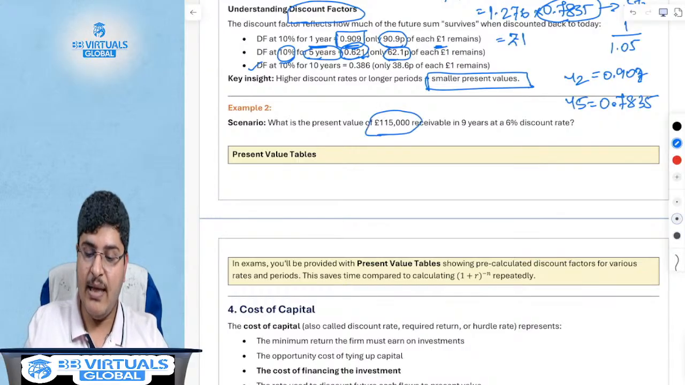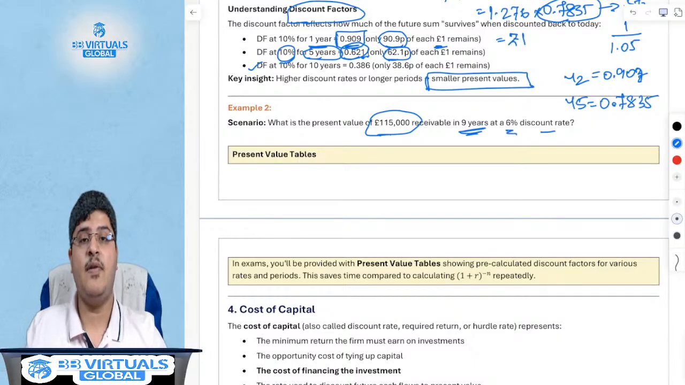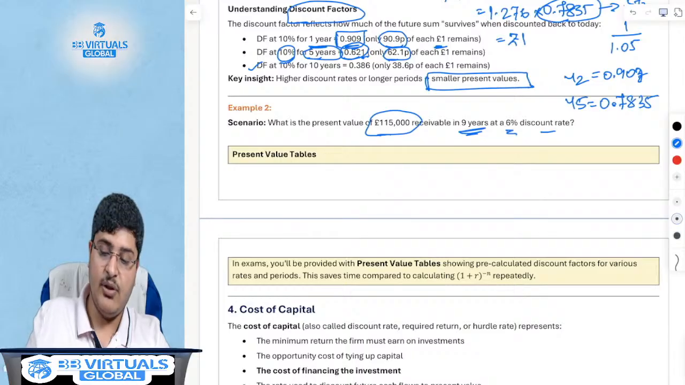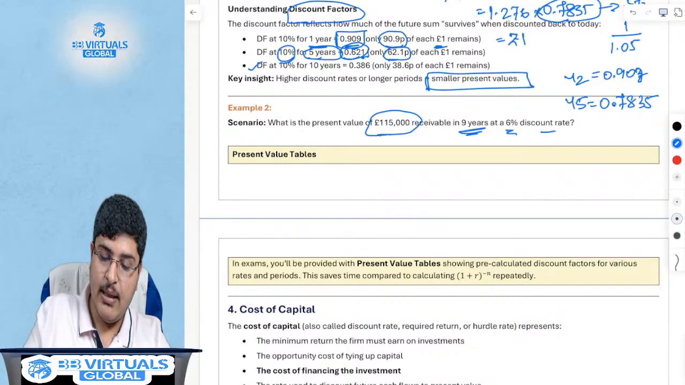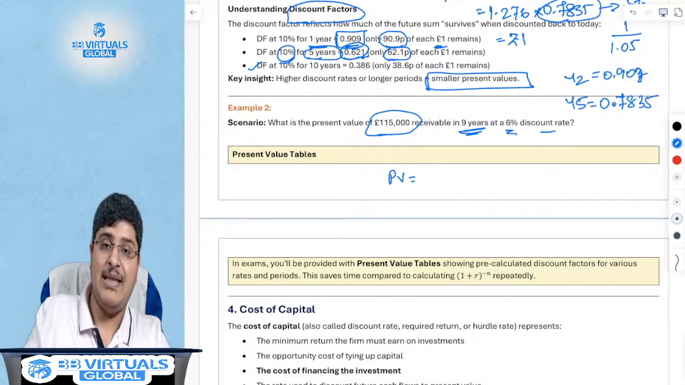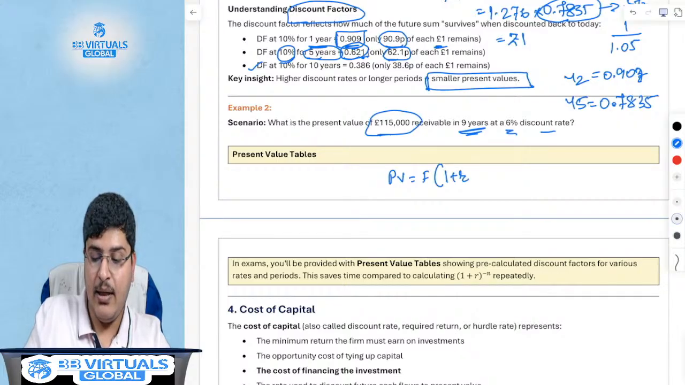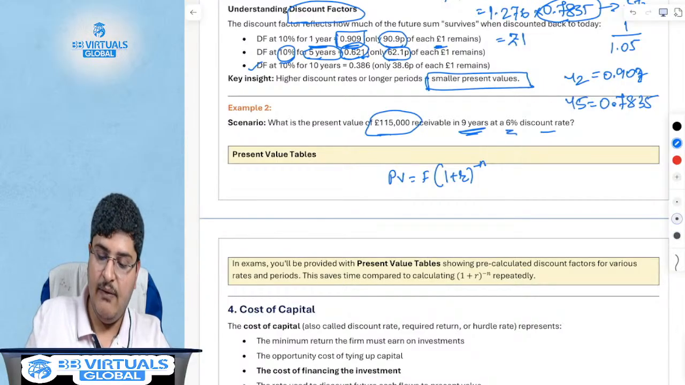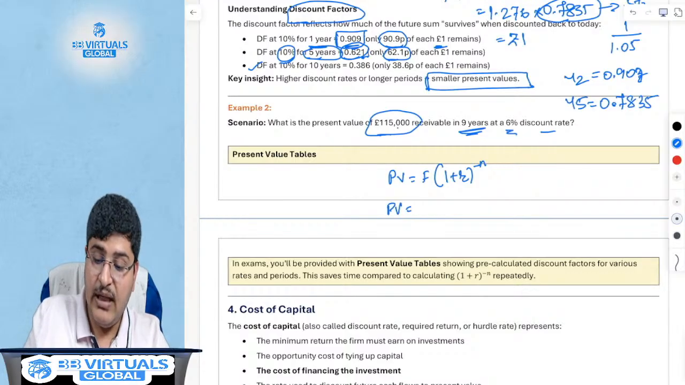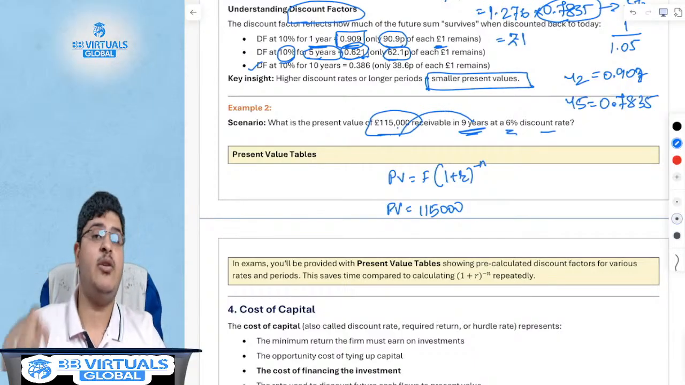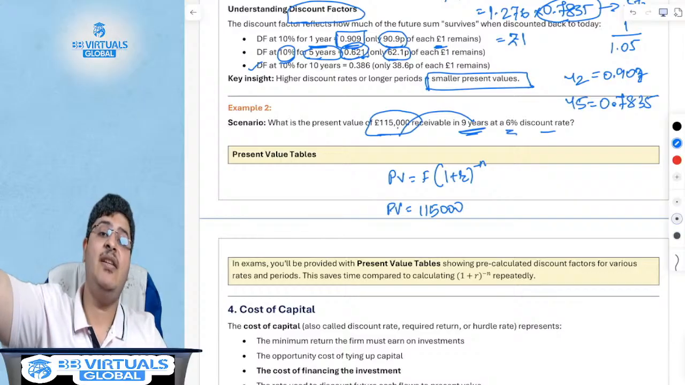What is the present value of the 1,15,000 that is receivable by you in 9 years at a discount rate of 6%? I will write down the formula for you. The formula is nothing but, for discounting, present value is equal to future value into 1 plus rate, which is the discounting rate, raised to minus n, right? Effectively, what this means is, in our example, the present value is of the 1,15,000 that is receivable in 9 years. The 1,15,000 is not the value that you have today. It is what you will get in 9 years from now.